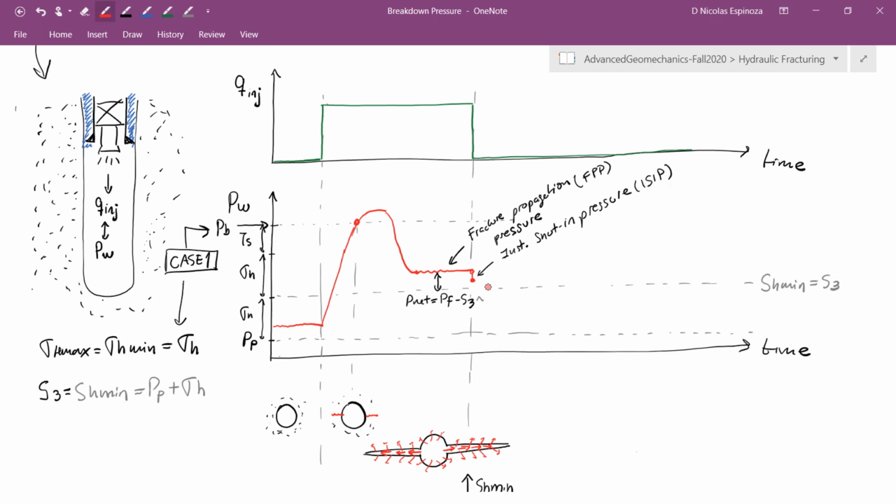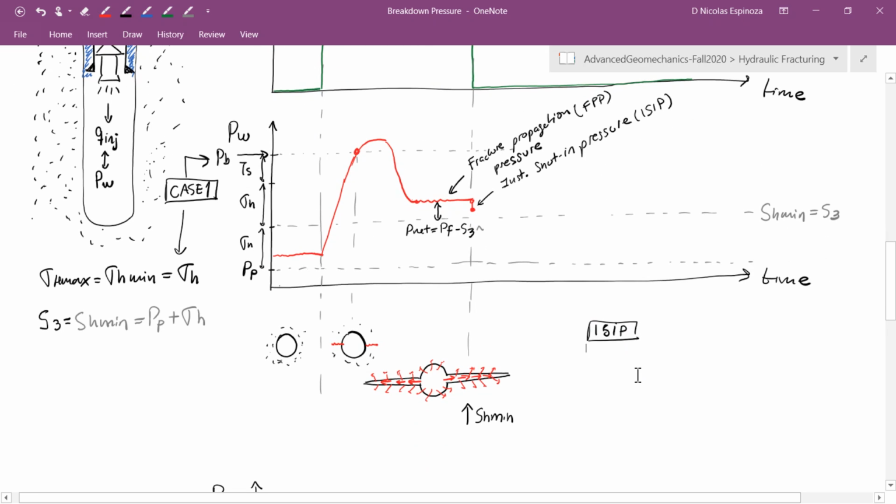And as soon as we shut in the well, then in the period of the instantaneous shut-in pressure, what is going to happen in the wellbore is that the fracture is going to be still open. There is still going to be leak off from the wellbore and from the fractures into the formation, but I'm not going to have any more fluid going through the fracture because there is no pressure, no energy that is pushing that.